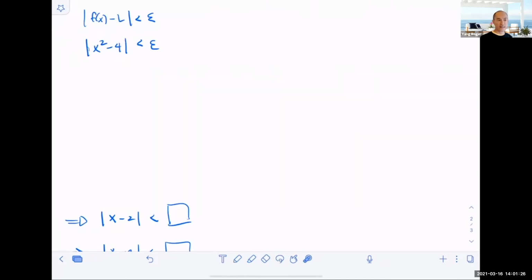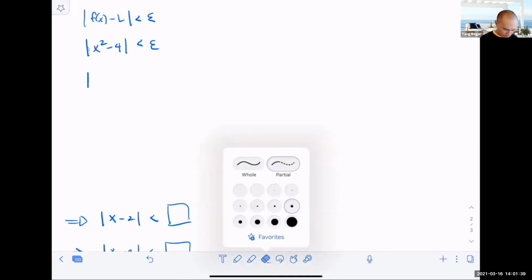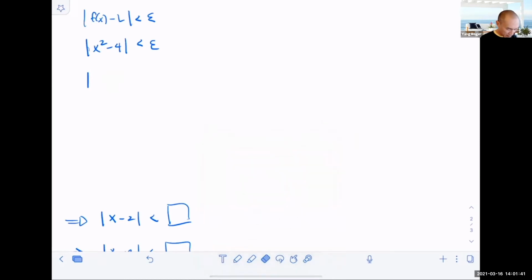Any advice? I agree, Randy. Let's factor. So this guy's going to be x plus 2. Sorry. This is going to be x. This is going to be x plus 2 times x minus 2, like this.